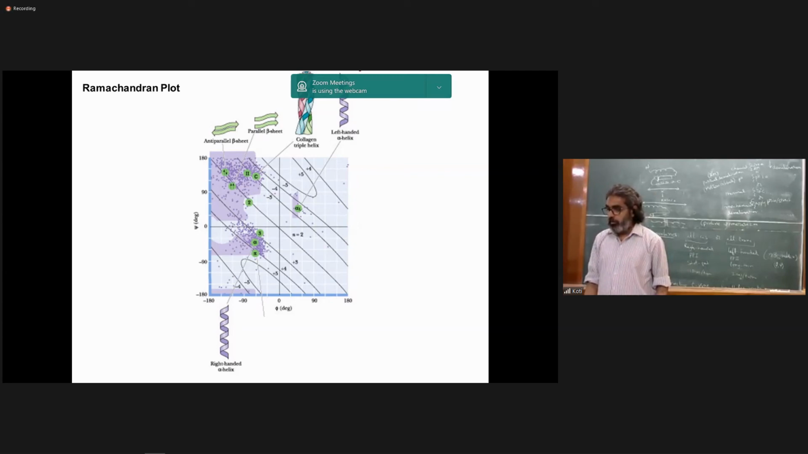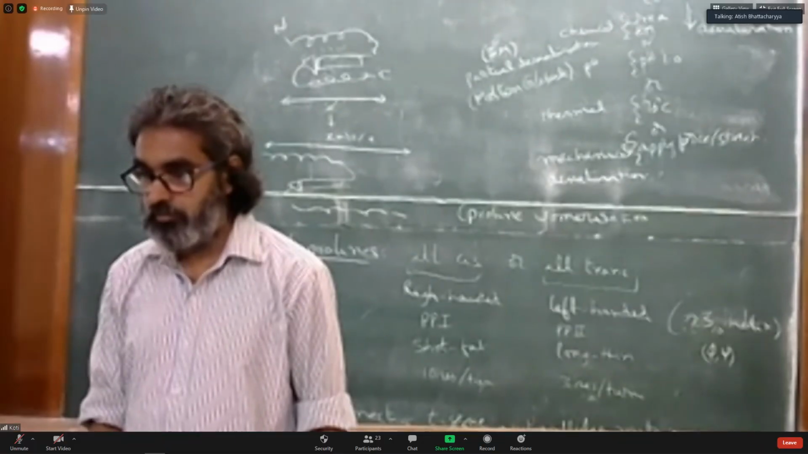Okay, Atish. Hello, sir. I want to ask that if we do mutation for a protein, how do we have to interpret the Ramachandran plot?